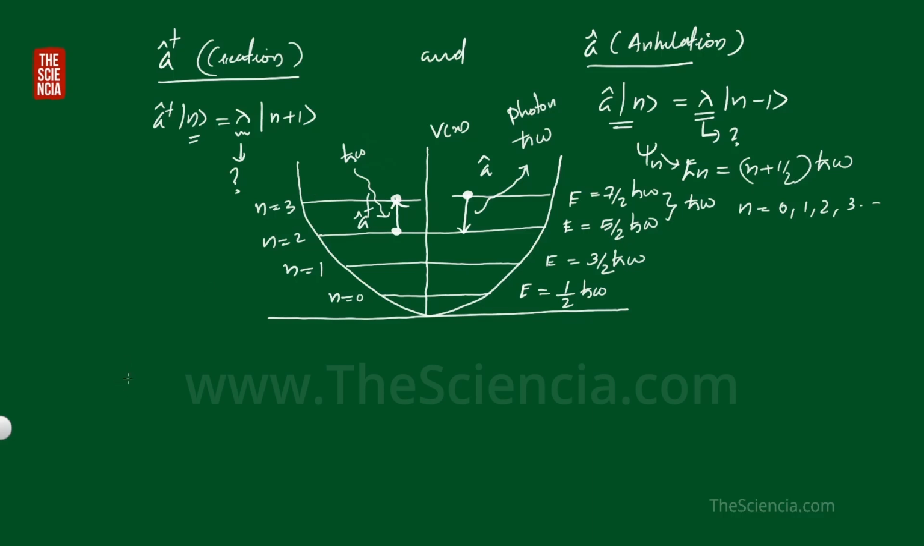So I am considering our creation operator first. When this creation operator operates on a state, we will obtain an eigenvalue and the state becomes n plus 1. Now I am going to take its complex conjugate.